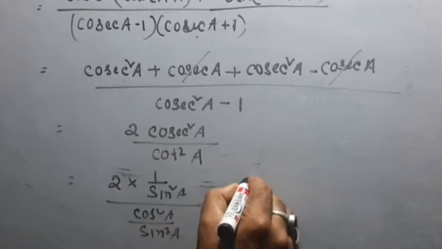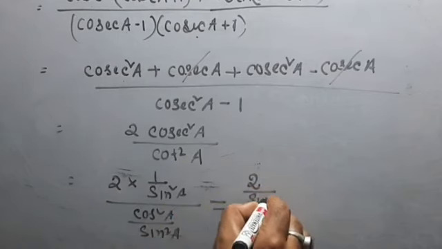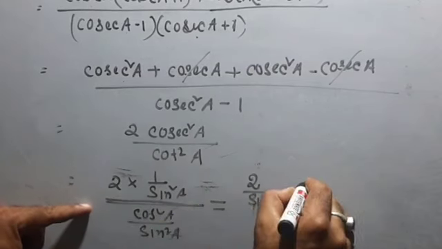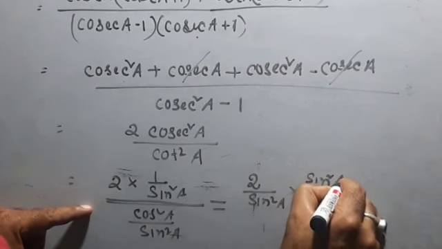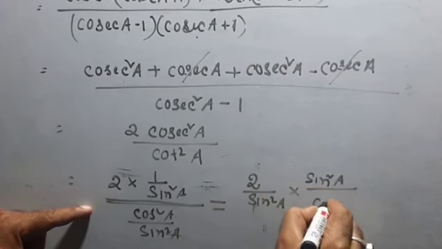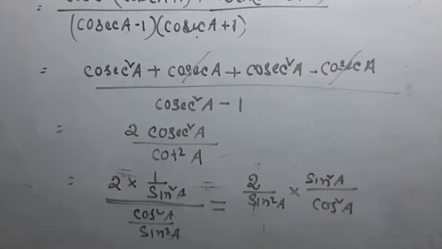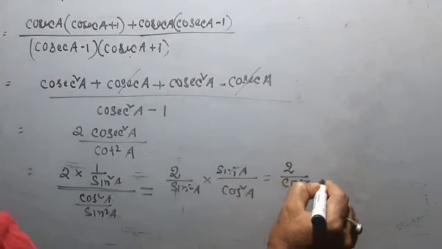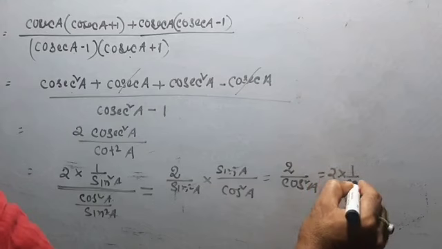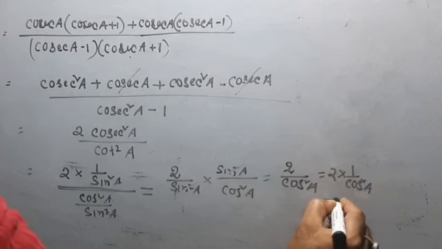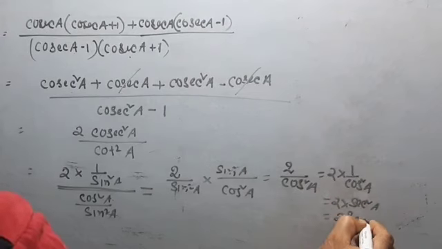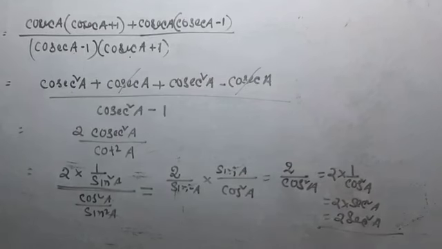So that means this is 2 by sin square a, and this is divide, so it become multiply. So here sin square a upward and cos square a downward. So sin square a cancel. So that is only 2 by cos square a, that's it. You can say 2 into 1 by cos square a, and 1 by cos square a is sec square a. So that is 2 sec square a proved.